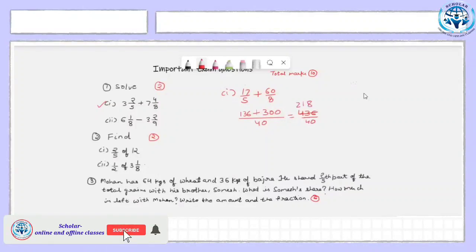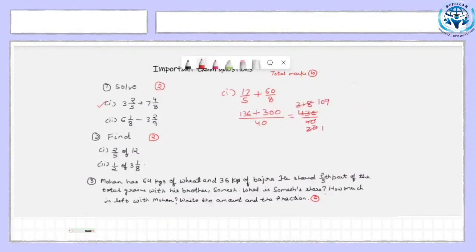436 upon 40. Dividing by 2, 218 upon 20, again dividing by 2, we will get 109 upon 10. This is an improper fraction, change into mixed fraction. The final answer is 10 9 by 10.